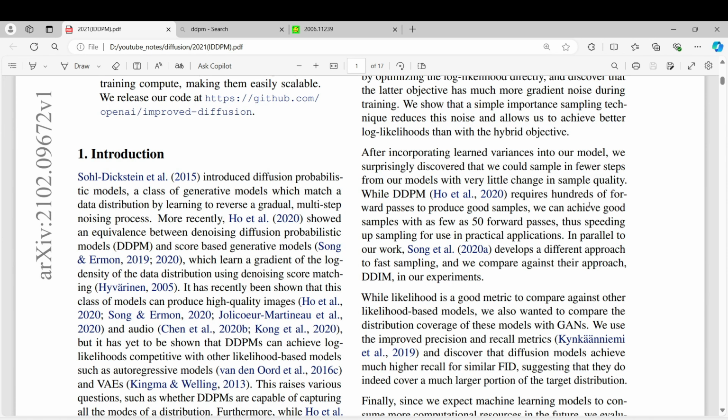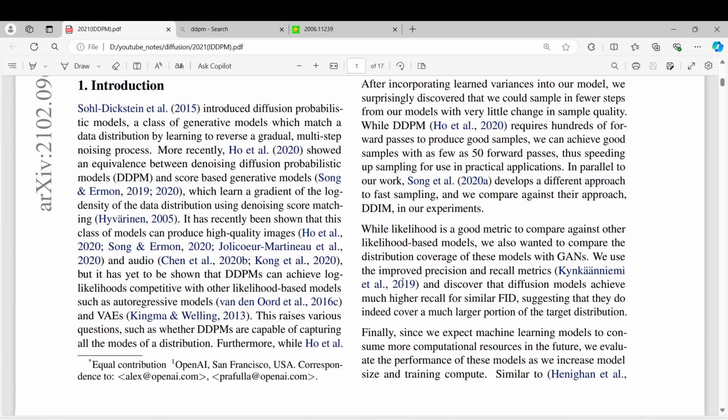In parallel to our work, others developed different approaches to fast sampling, and we compare against their approach. This DDIM paper is developed by Song and his collaborators. So in parallel work, they developed something called DDIM. This is a different approach to fast sampling, and they can produce high quality samples in less time also. They also compare with this DDIM approach in their experiments.